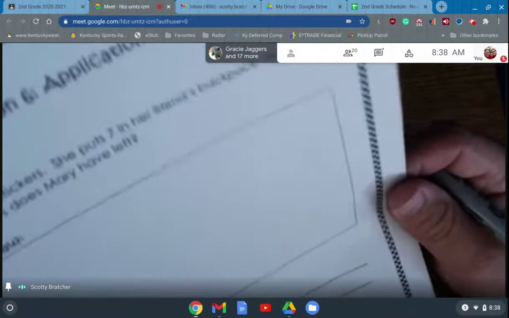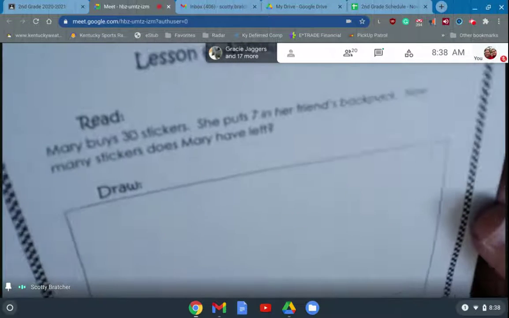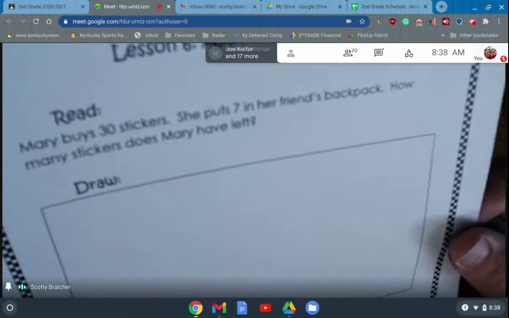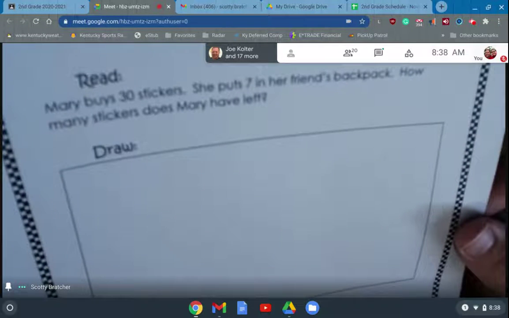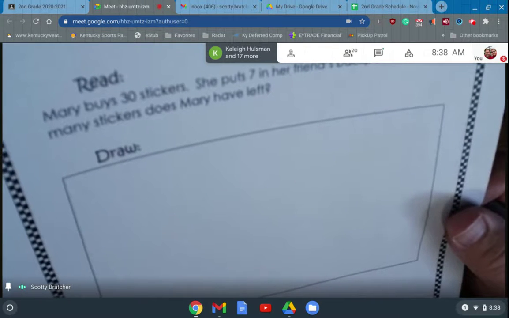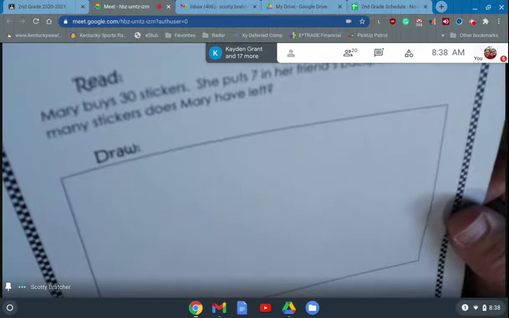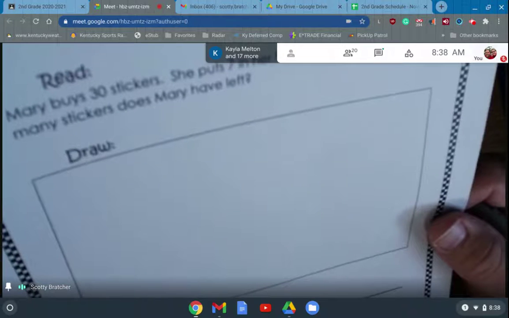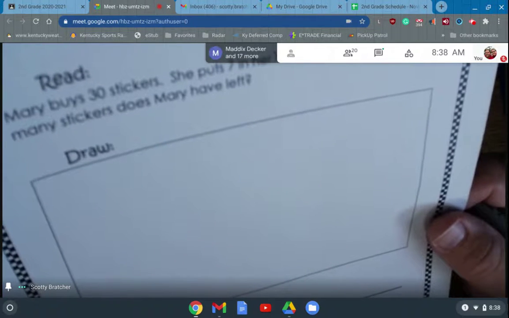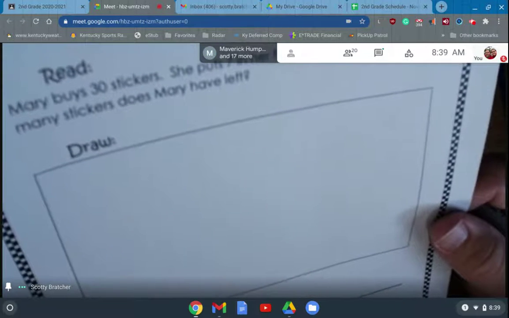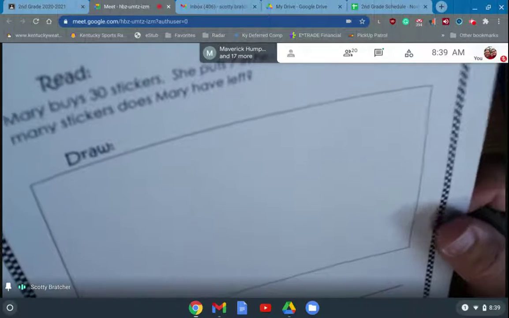Okay? So that's what I'm going to do. I need somebody to tell me where is the question? Where's the question that I have to restate and answer? Who can raise their hand and tell me what's the question? I'm going to read it one more time. Mary buys 30 stickers. Anybody think that's a question? I'm not seeing any hands. She put 7 in her friend's backpack. I don't see any hands. How many stickers does Mary have left? Is that a question? Oh, I've got some thumbs up now. All right. So that must be our question.